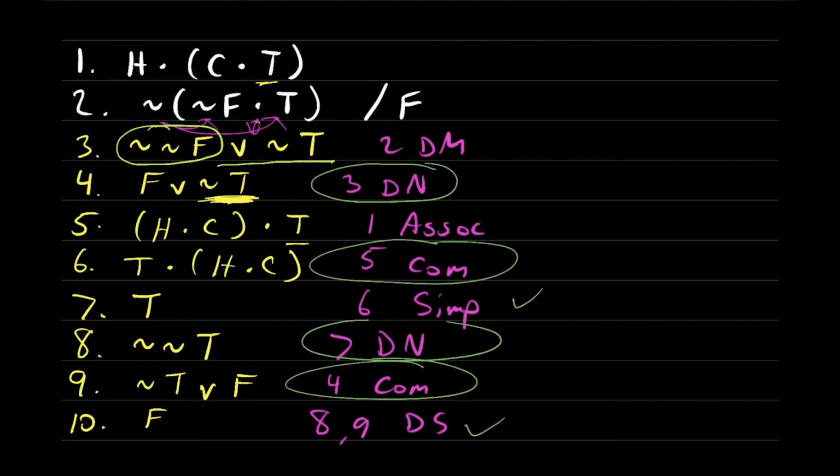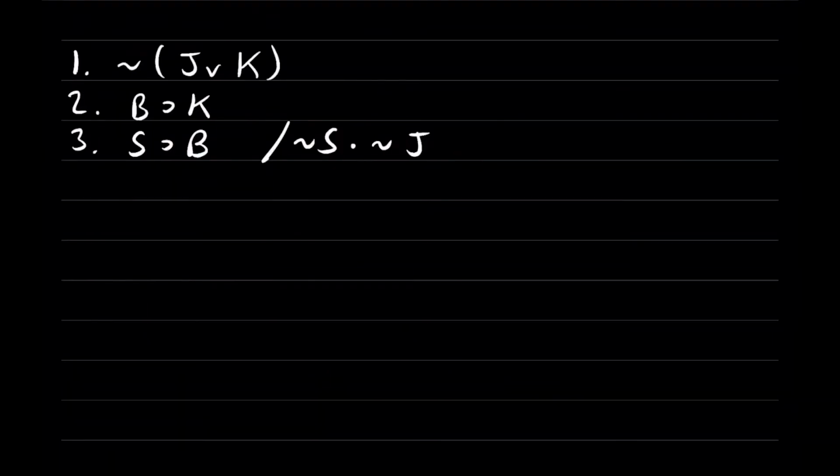Okay, next proof. We have 3 premises. It's not the case that J or K. Line 2 says B implies K. Line 3 says S implies B. And the conclusion is not S and not J. Okay, let's dive in. I think there are 2 really obvious starting points here. In fact, I'll describe them both and I'll choose one to do.